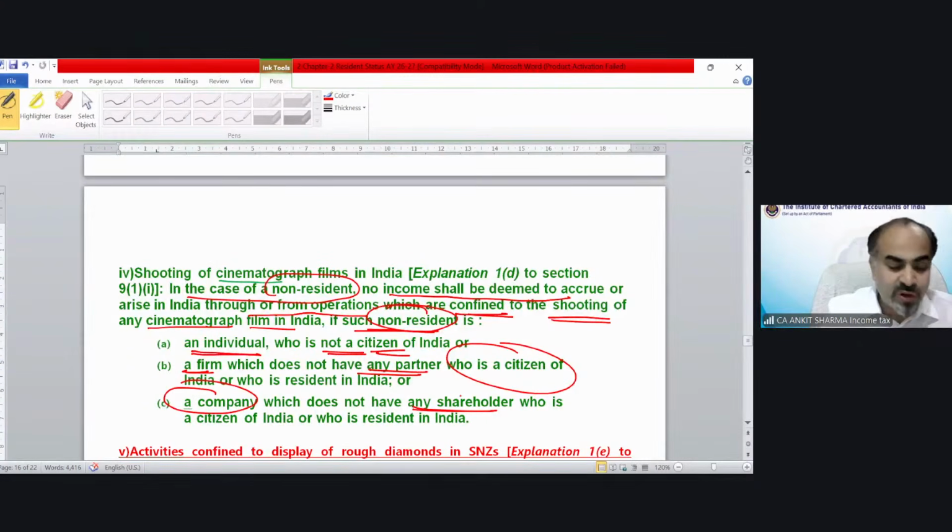So in case of shooting of a cinematographic film, if the owner is an individual, he should be non-resident, non-citizen. If it is a partnership firm, all partners should be non-resident, non-citizen. If it is a company, all shareholders should be non-resident, non-citizen. If it is not so, then a proportionate part could be treated as deemed to arise in India.